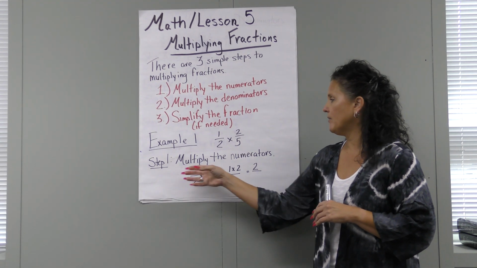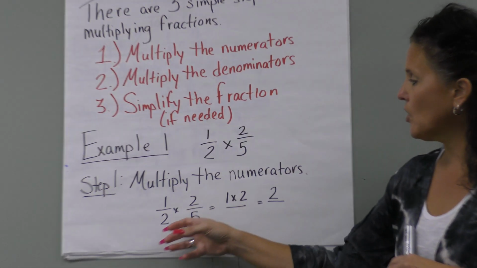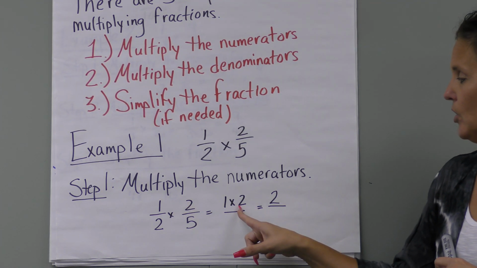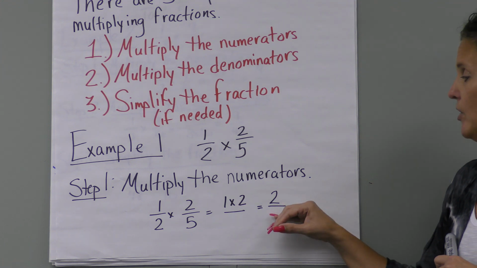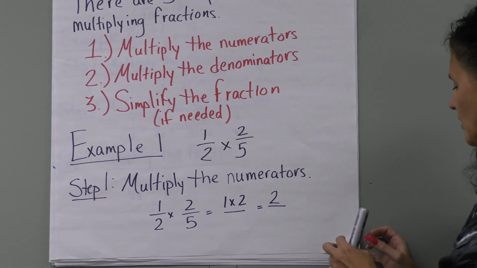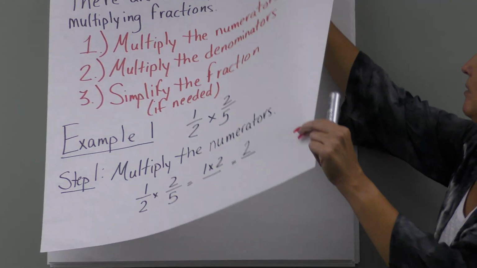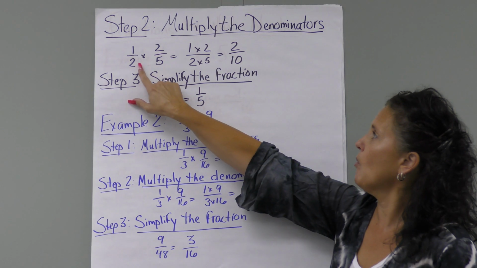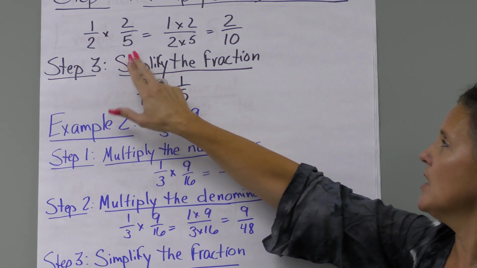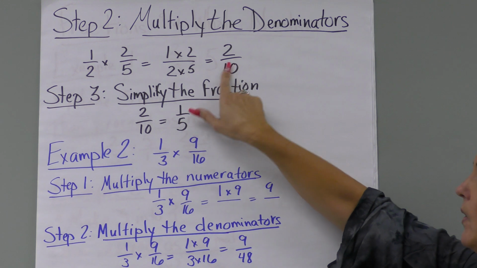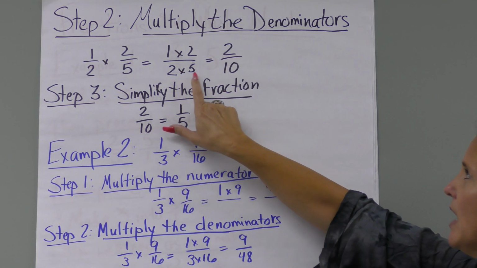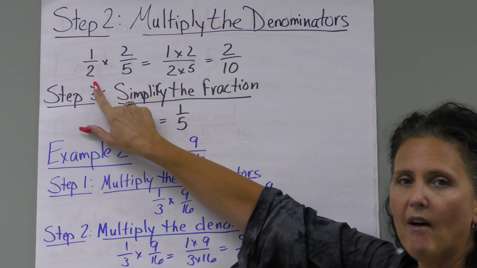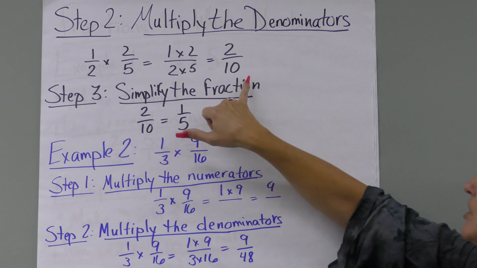So step one, we have to multiply the numerators. So here's our 1/2 and our 2/5. So over here we take 1 times 2, and that equals 2. So now we have a new numerator for our answer. So then we have to move on to step number 2. Step number 2, we're going to multiply the denominators. So here's our 1/2 times 2/5. So 1 times 2 is 2. And then if we multiply the denominators, 2 times 5 is 10. So the answer to our question of 1/2 times 2/5 is 2/10.